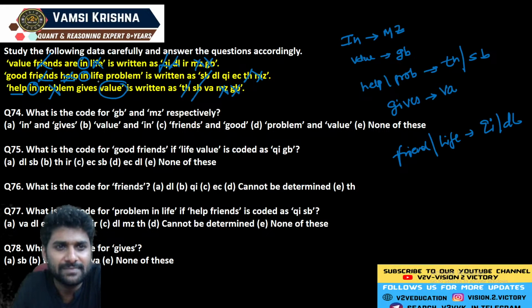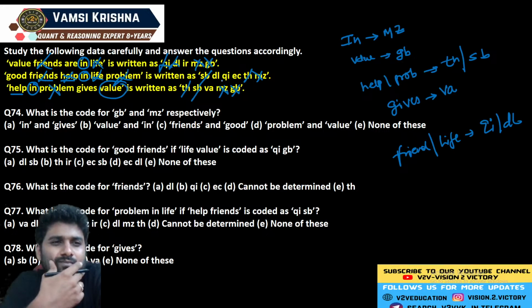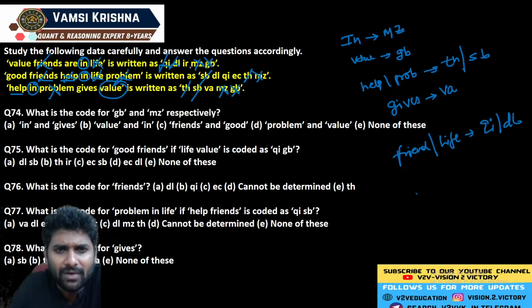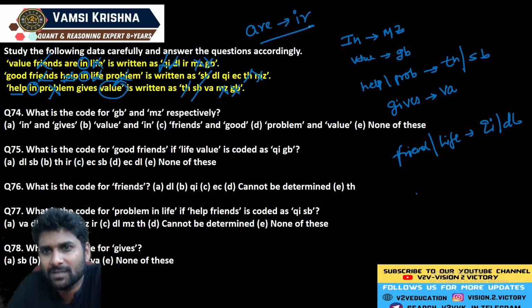Now friends and life. Now what about good problem? We are done with the problem, right? Problem is also done. SP is done. Either TH or SP. What about value? Value is ZB, right? You are done with value. Value is ZB. Definitely R is IR.